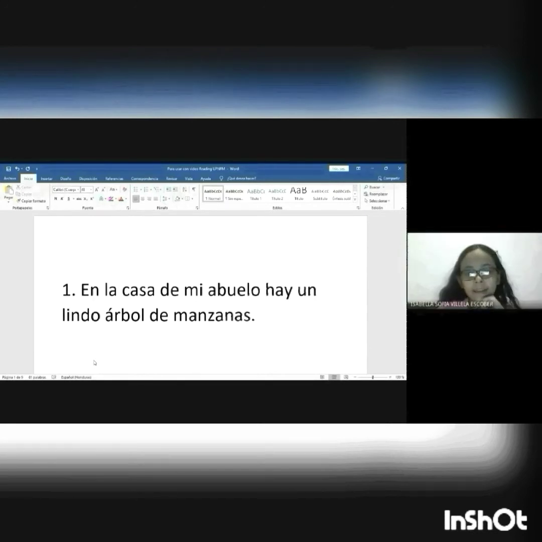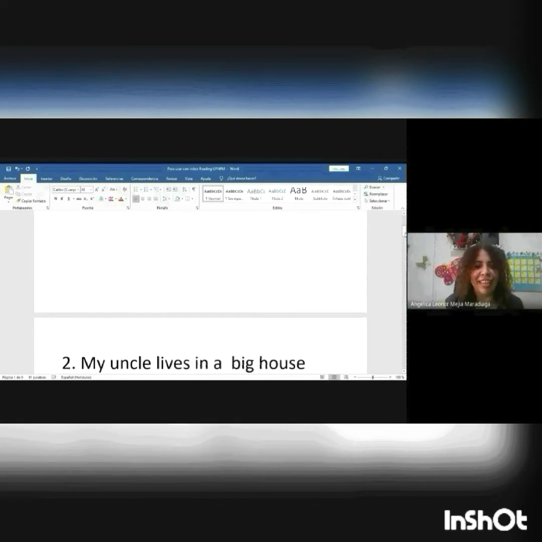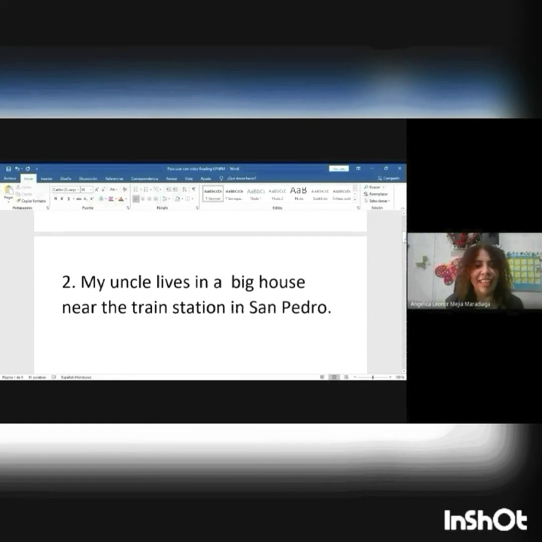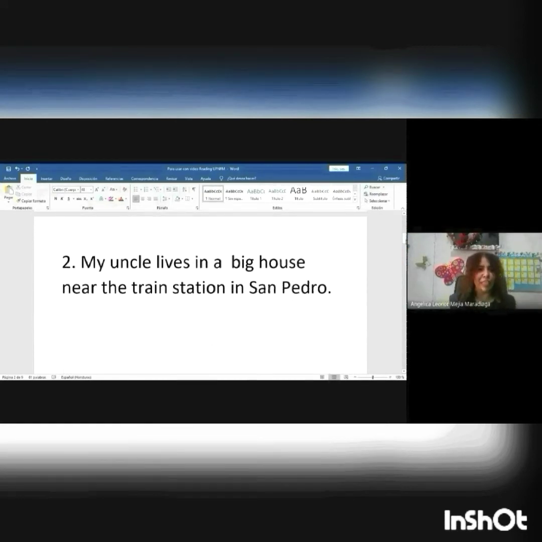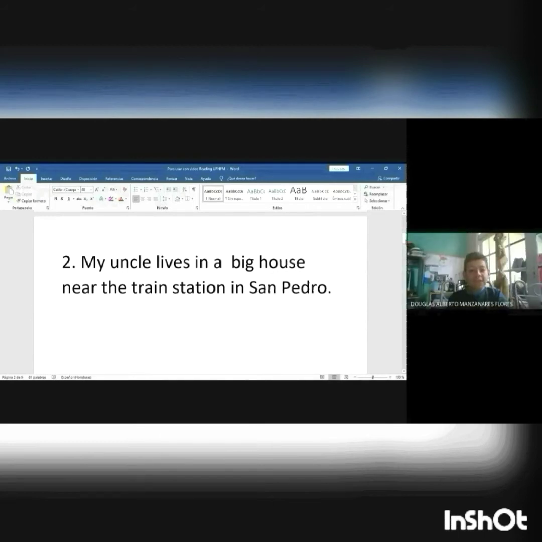En la casa de mi abuelo hay un lindo árbol de manzanas. Okay, very good. Once again, one more time. En la casa de mi abuelo hay un lindo árbol de manzanas. Okay, very good. Excellent. Now it's your turn, Douglas. Ready, Douglas? Yes, Miss. Okay, read it, Douglas, please. My uncle lived in a big house near the train station in San Pedro.